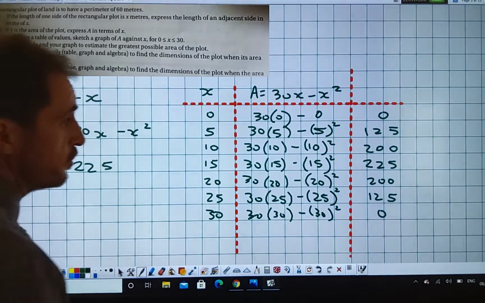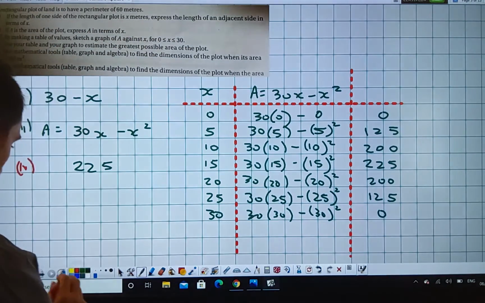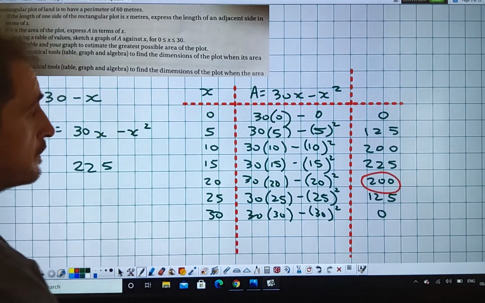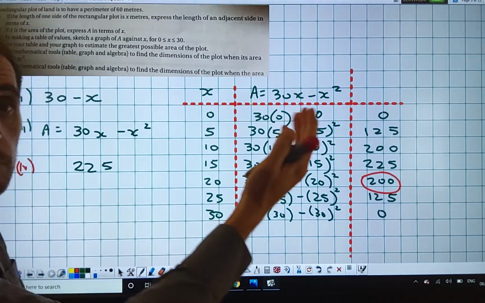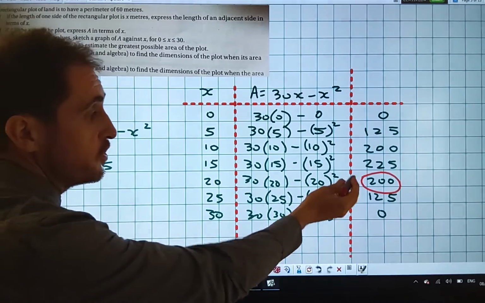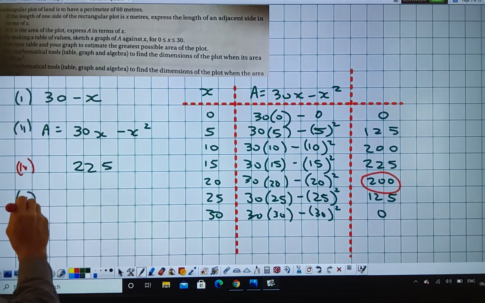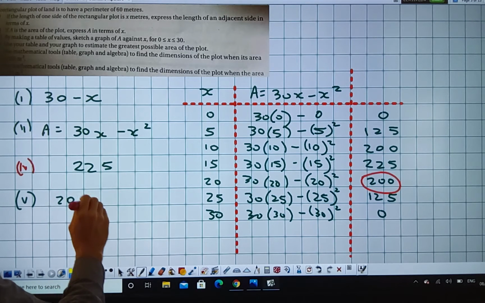Now, use mathematical tools, table, graph, algebra, to find the dimensions of the plot when its area is 200. So when its area is 200, which is here, x is 20, so we know that the other side is going to be 20 times what is 200? 10. So the dimensions then are going to be 20 times 10.